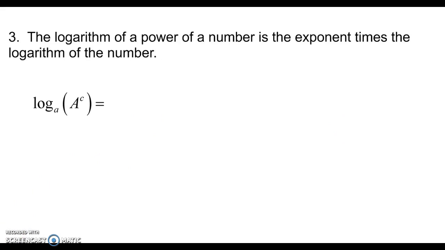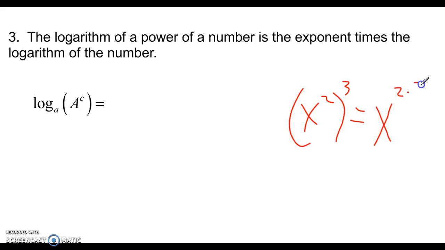Third law, this was the hardest to see the connection, I think, between the two. But you remember this property. If you have x squared to the third power, a power of a power there, that'd be x to the 2 times 3, or x to the 6th power. So when you have a power of a logarithm, or a logarithm of a power, that's a power of a power, since the logarithm is an exponent. So you multiply. It is times there.